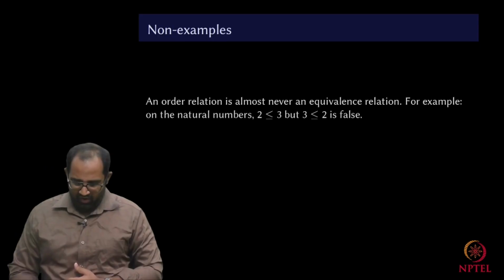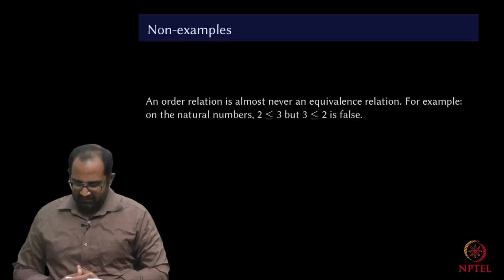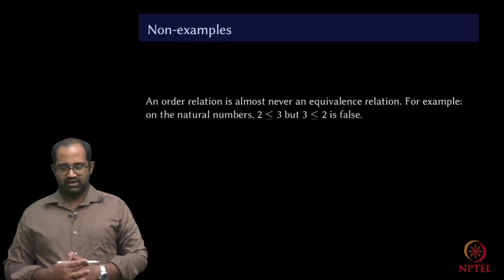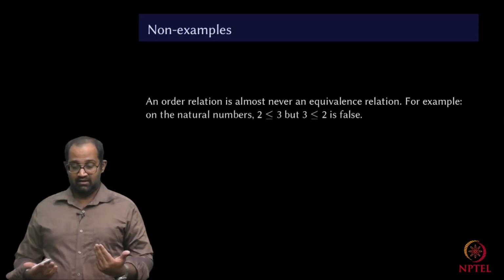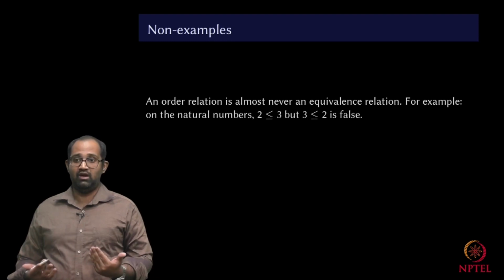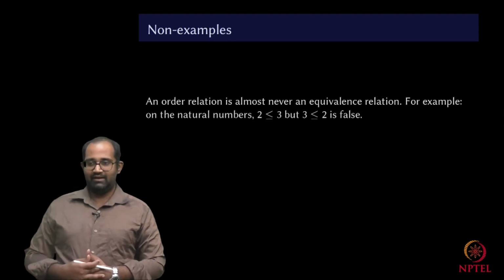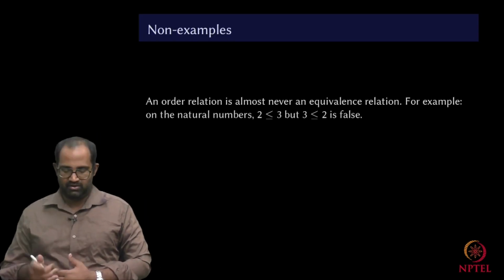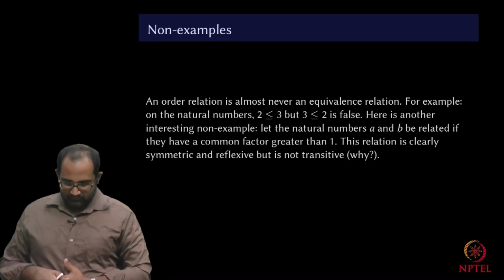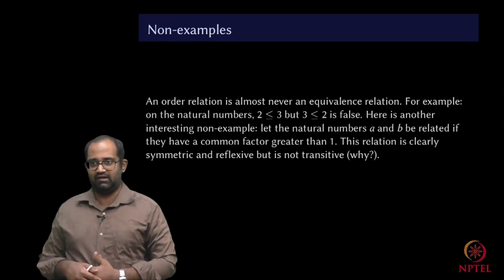For example, on the natural numbers, we have 2 is less than or equal to 3, but obviously 3 is less than or equal to 2 is false. Order relations are after all antisymmetric. So, it is highly unusual that they will be symmetric as well, except in a very particular situation. Here is another interesting non-example.